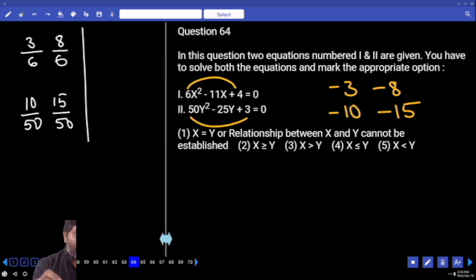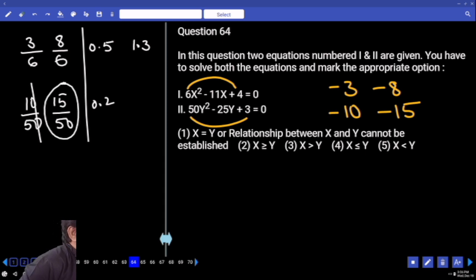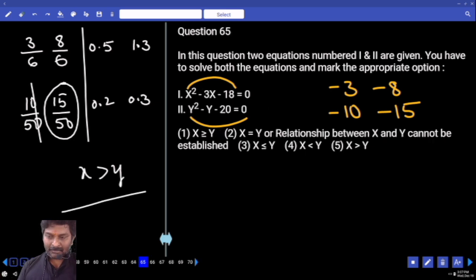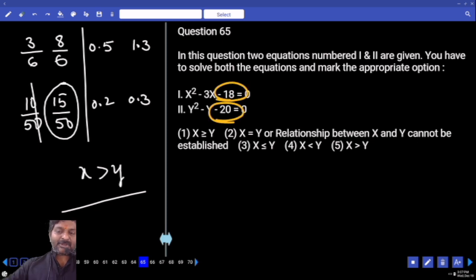This is 1 by 2. Can I write it as 0.5? 8 by 6, 4 by 3, 1.3, 1 by 5, 0.2, 30 by 100. I am not trying to decrease it, I am increasing it. If I have denominator 100, it makes our job easy. 30 by 100, 0.3. X is greater than Y. C values both are negative. So answer: no relation. Done?